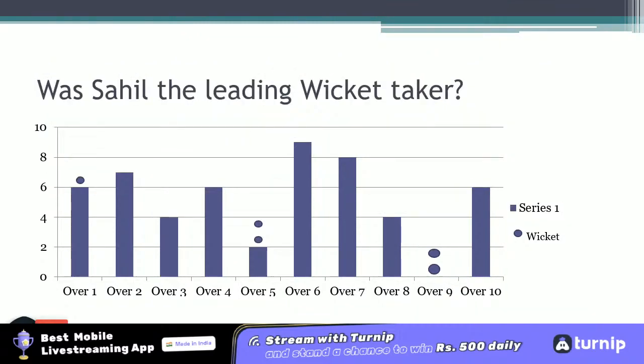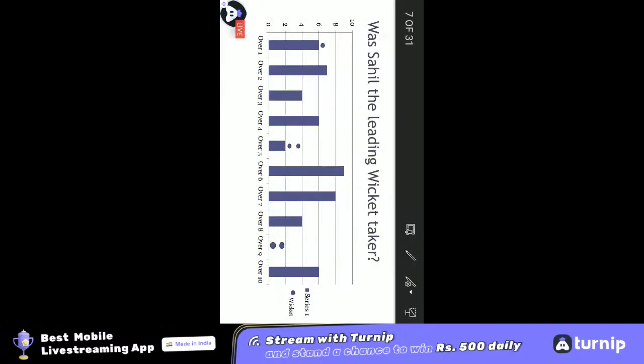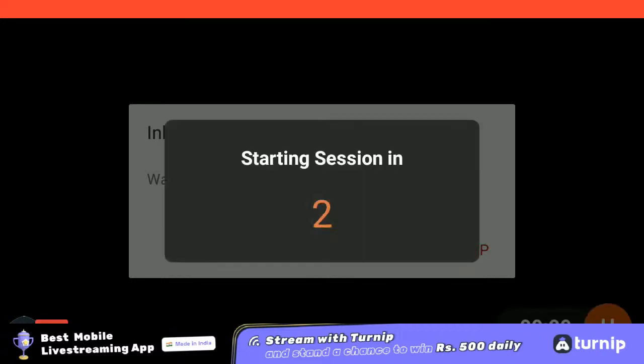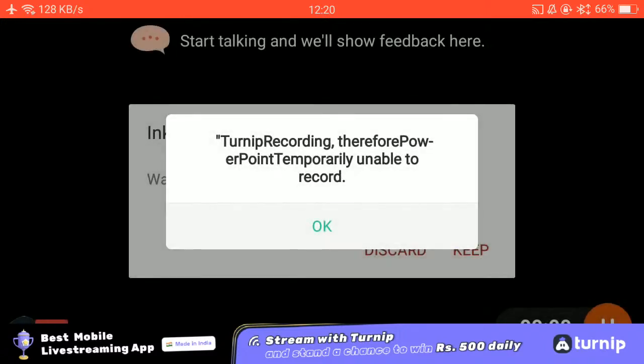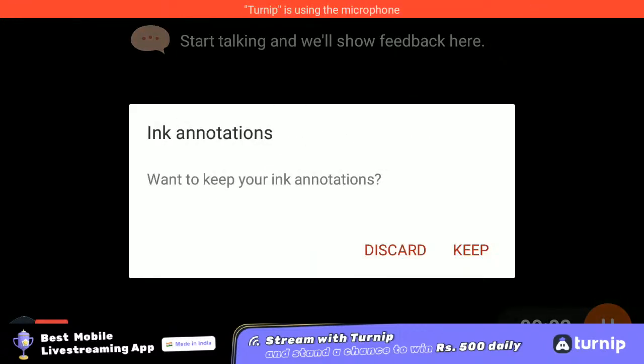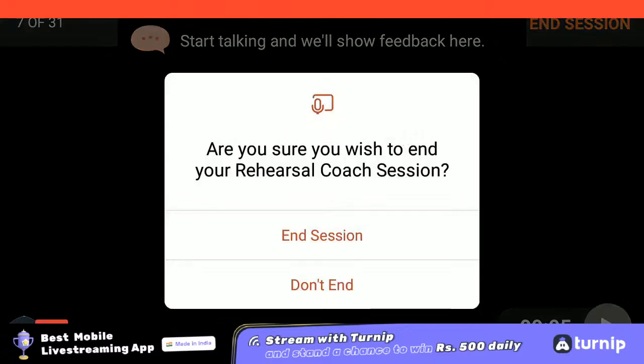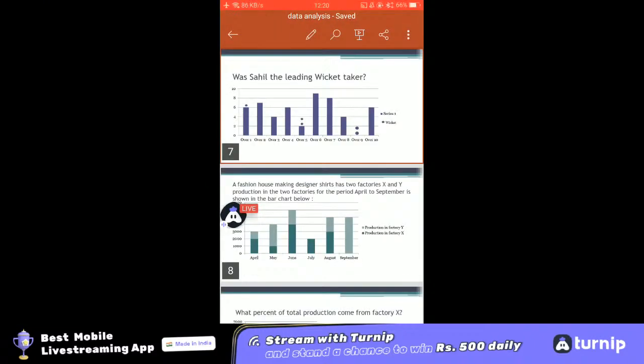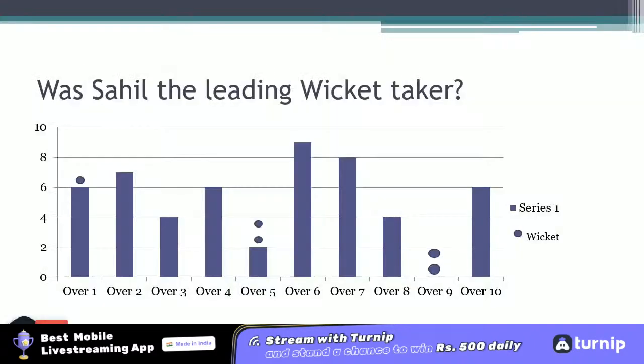Next, was Sahil the leading wicket taker? So you need to tell that क्या साहिल leading wicket taker था? So yes, we need to tell. See, total how many wickets were taken? You need to be particular. कितने wickets लिए गए थे?